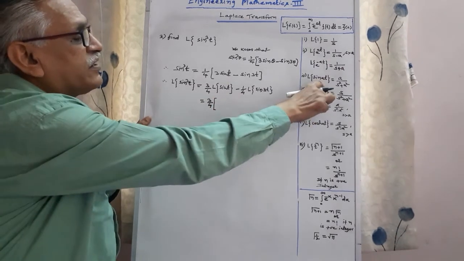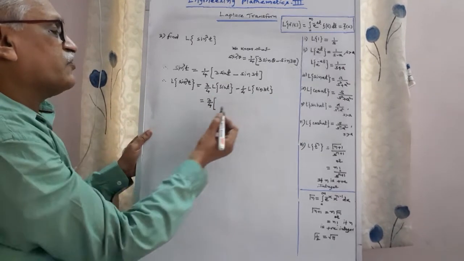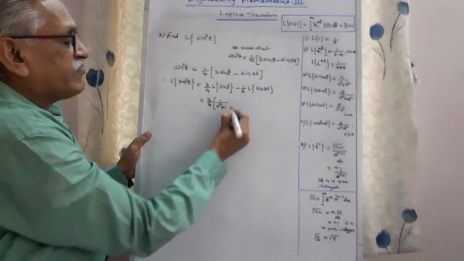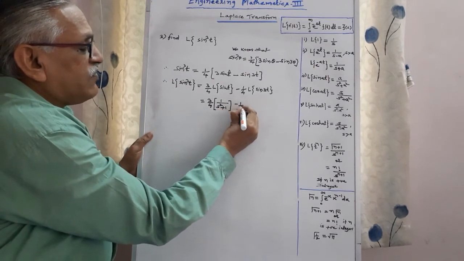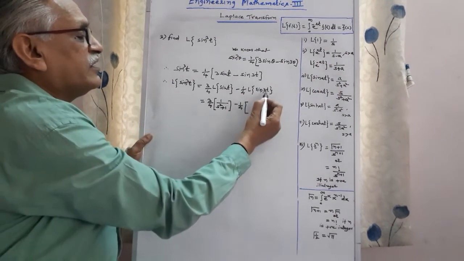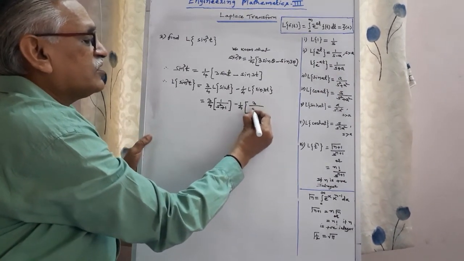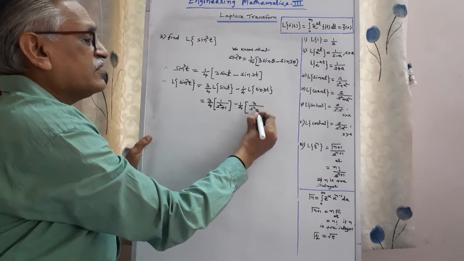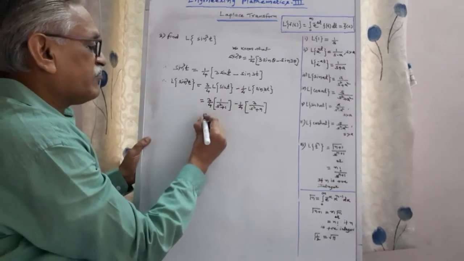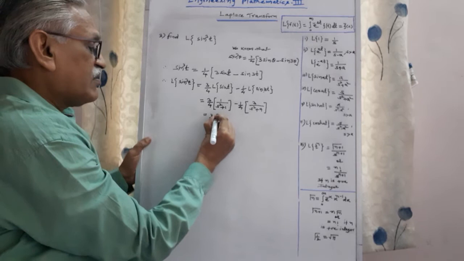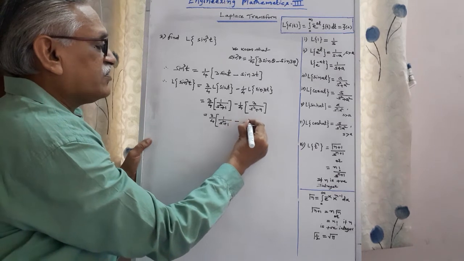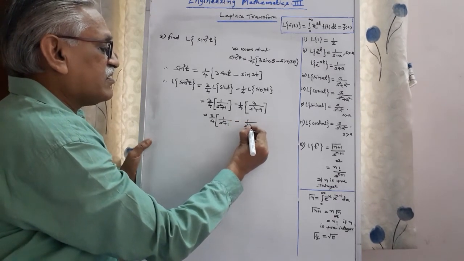Applying the Laplace of sin at formula, it is a upon s square plus a square. a is here 1, therefore 1 upon s square plus 1, minus 1 by 4 Laplace of, again same formula, sin at. Here a is 3, therefore 3 upon s square plus 3 square, 9. Therefore 3 by 4 we can take common. Remaining terms are 1 upon s square plus 1 and minus 1 upon s square plus 9.